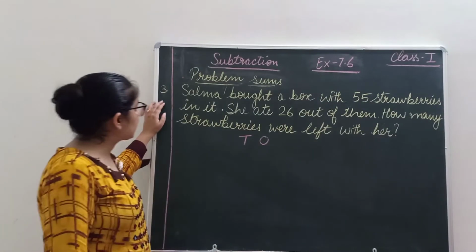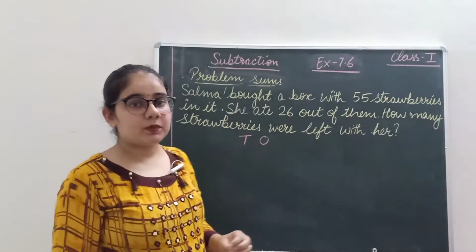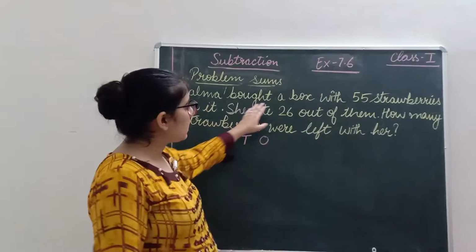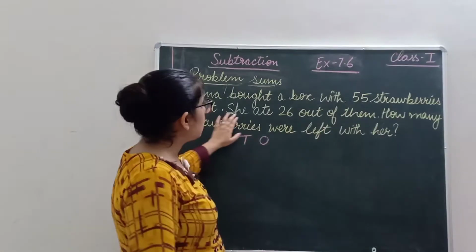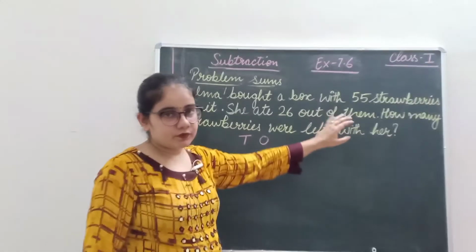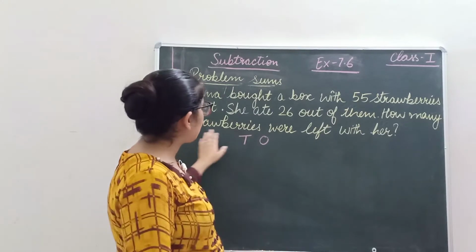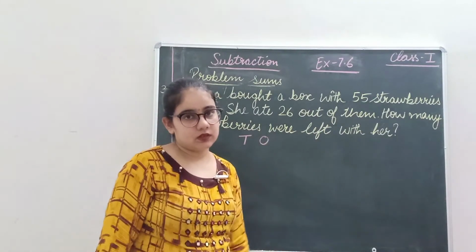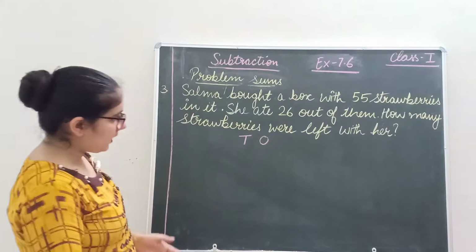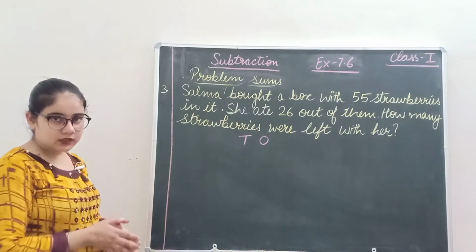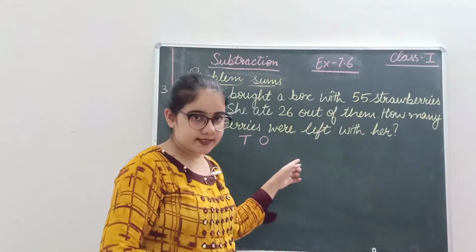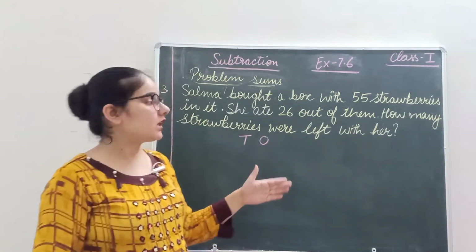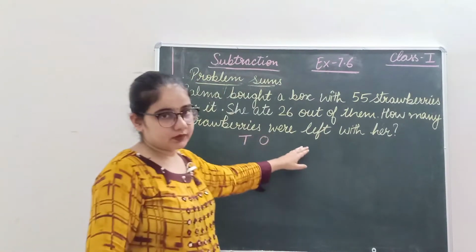Now come to question number 3. Problem sums. Salma bought a box with 55 strawberries. She ate 26 out of them. How many strawberries were left with her? Now total number of strawberries in box are given. She ate 26. We have to find the left number.